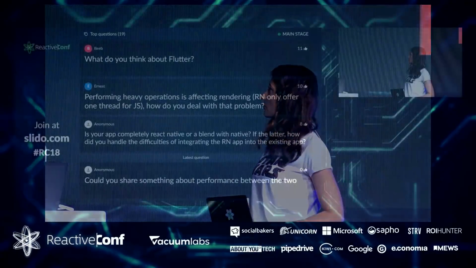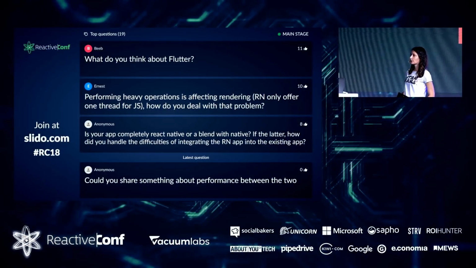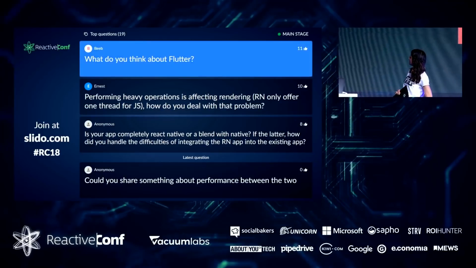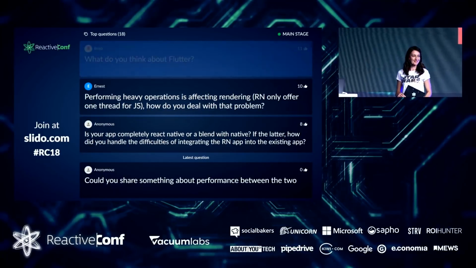I think we have time for one more. What do you think about Flutter? I don't know what Flutter is, I'm sorry. It's shocking.